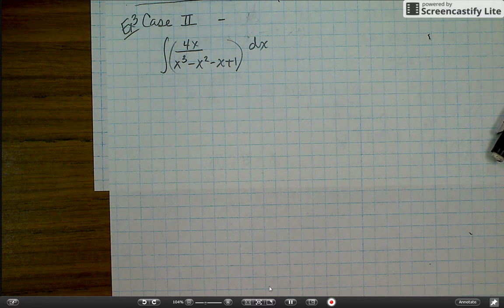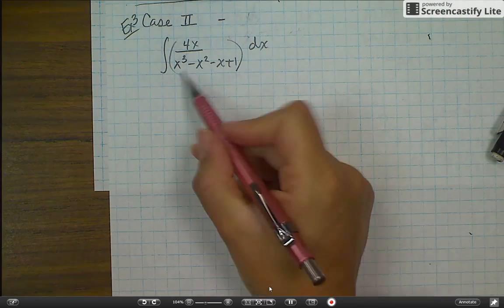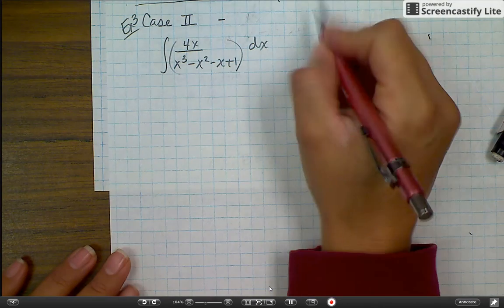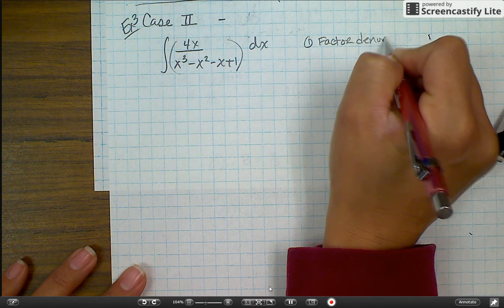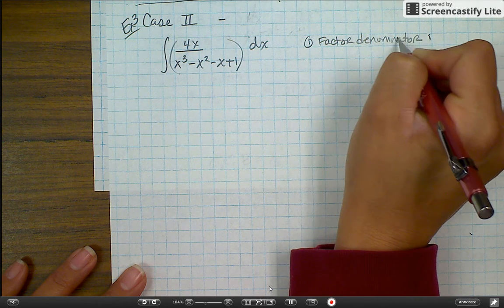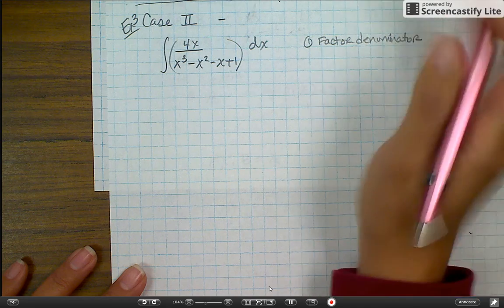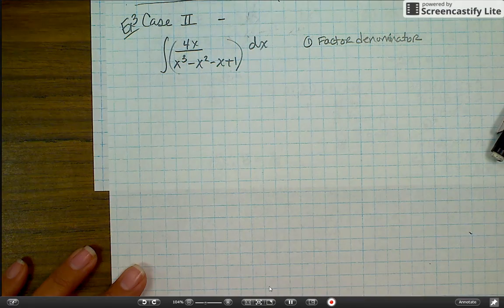Now, again, we want to factor our denominator. That is always our first step. Factor the denominator, because that really determines what case we have. So we factored the denominator.